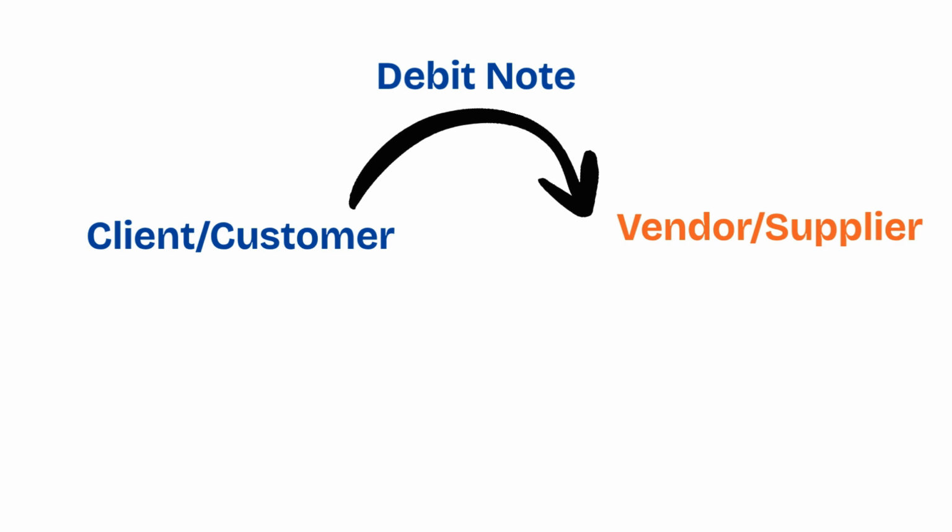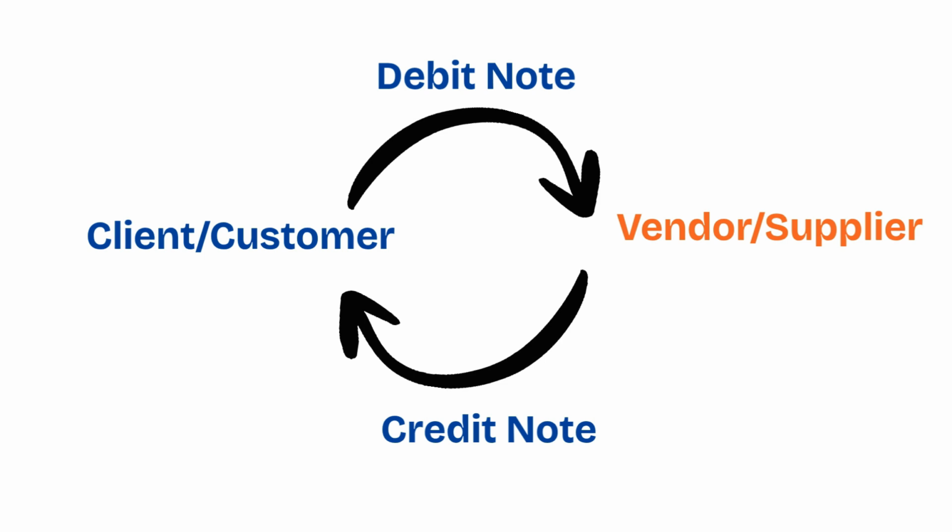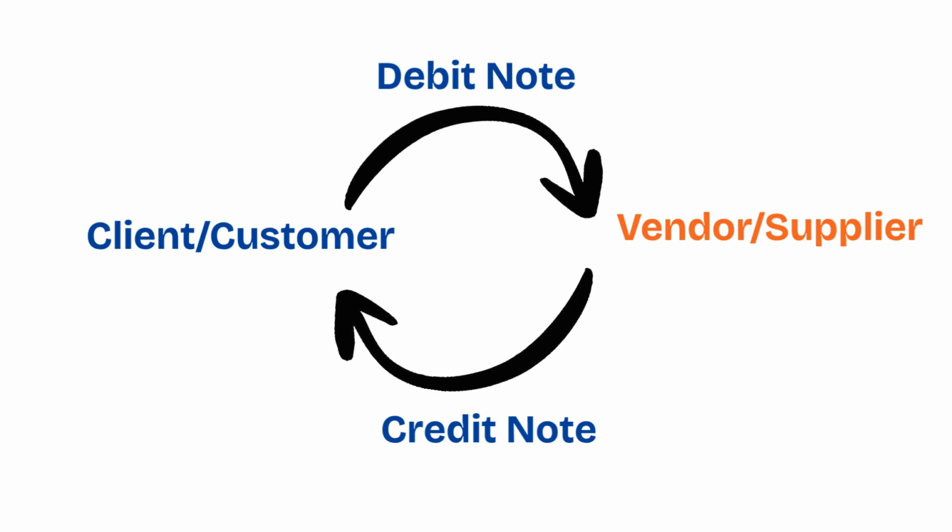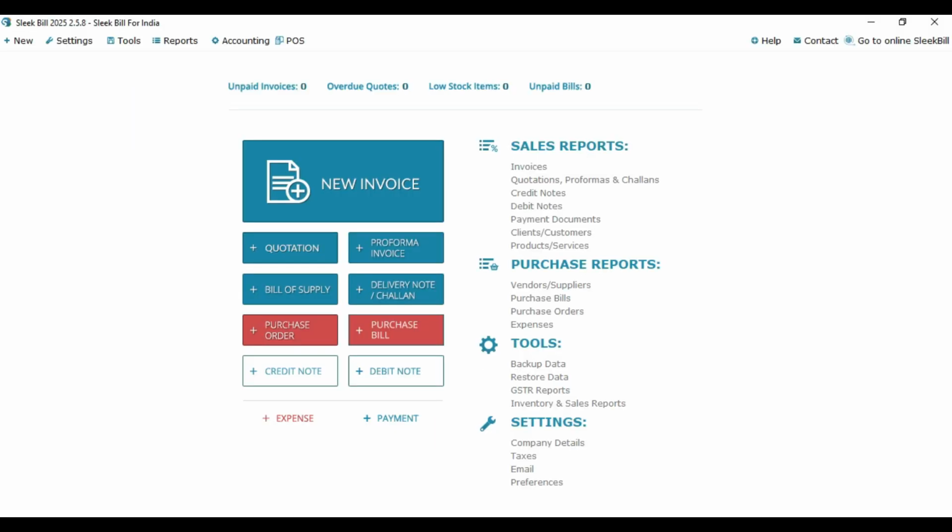Now, let's understand credit notes. A credit note is issued when a customer returns goods. The returned items are added back to the seller's stock and the amount receivable from the customer is reduced. A credit note is also issued if the invoice amount was charged higher than it should have been, there is a sales return, or the customer is given an additional discount. That's how easy it is to manage product returns using credit notes and debit notes in Sleek Bill.